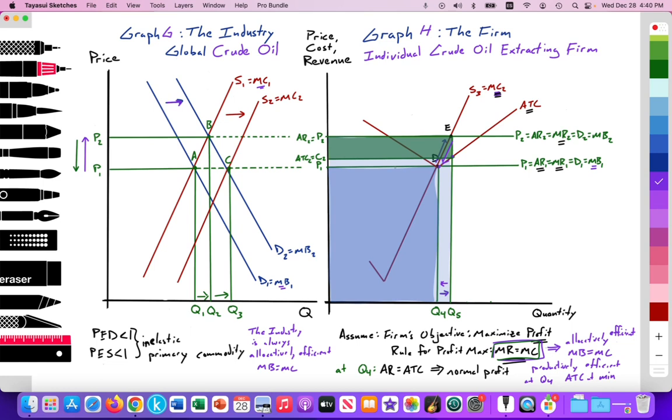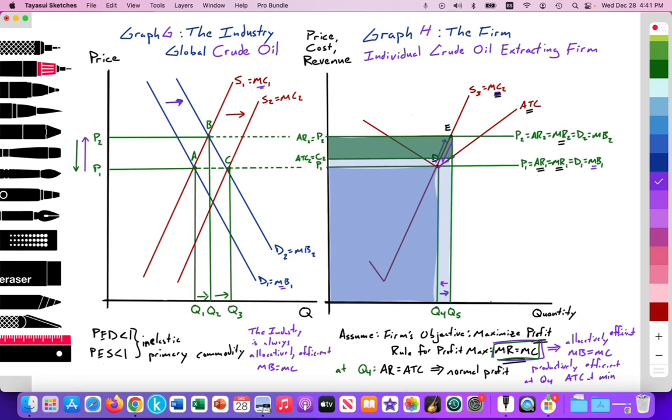In addition, we can see that the firm is facing two perfectly elastic demand curves, labeled P1, P2, but we'll explain that in just a moment. So in graph G, we have an initial equilibrium where D1 equals S1 at point A, establishing an equilibrium price at P1 and equilibrium quantity supplied and demanded at Q1. That becomes the perfectly elastic price that the individual firm must accept, where price P1 is equal to average revenue 1, equal to marginal revenue 1, equal to D1, equal to marginal benefit 1.